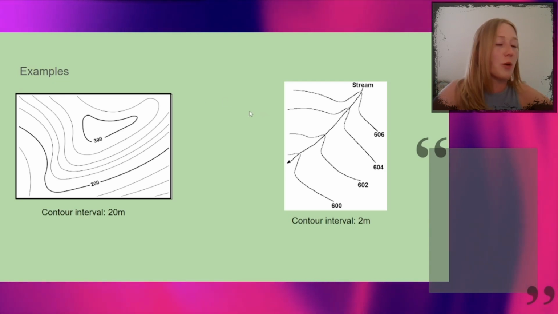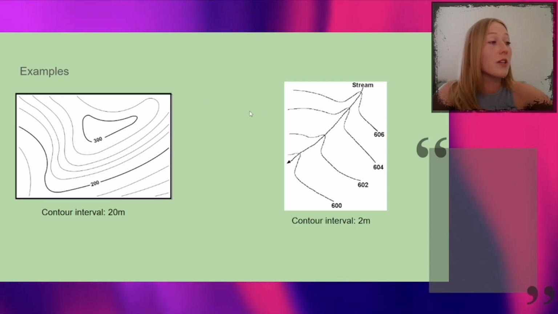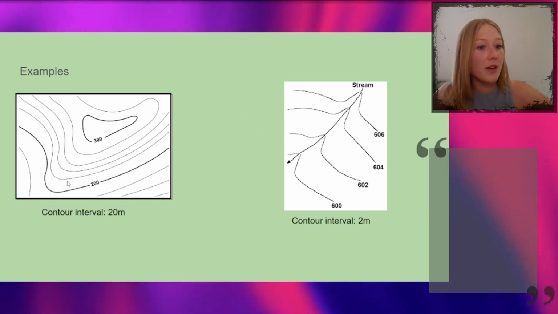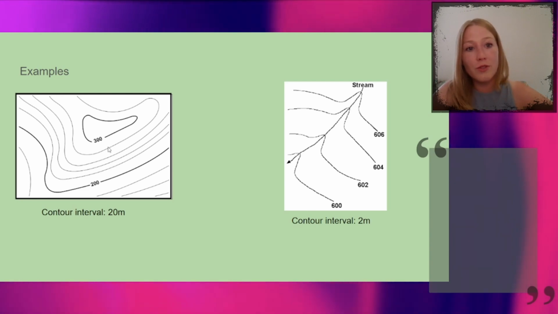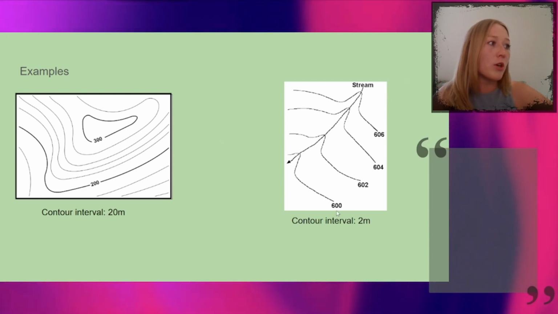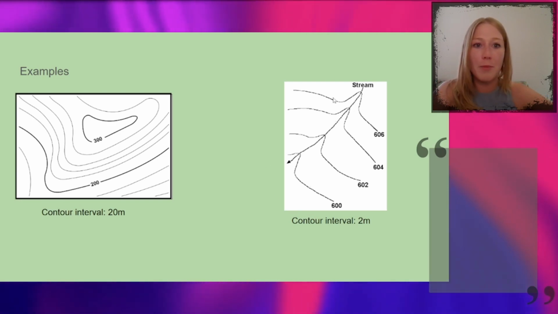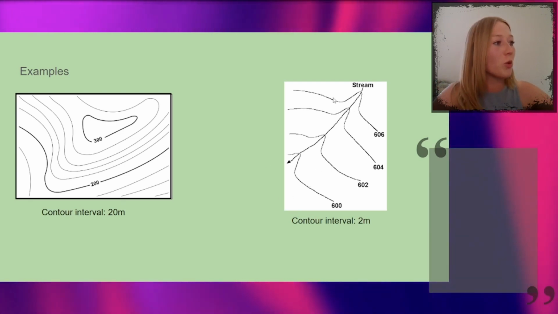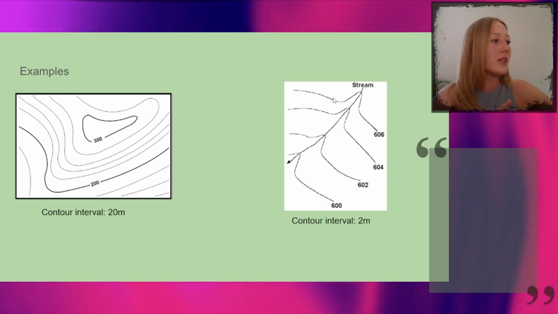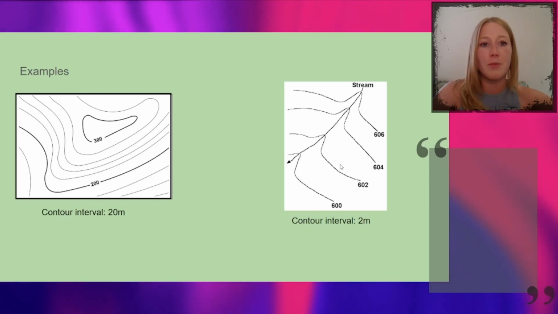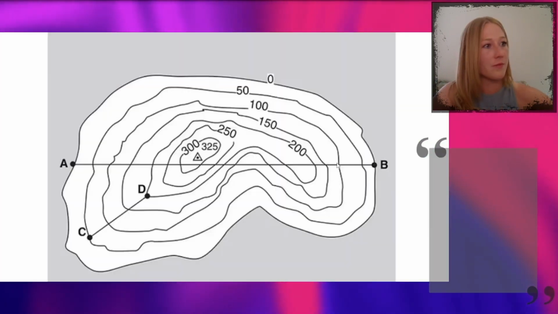This was just an example of how different intervals look. It depends on the type of landscape. A 20-meter interval over here wouldn't have worked over there, because this section of the map doesn't actually cover a 20-meter increase. So we needed to use a 2-meter interval, where each step up is only 2 meters.